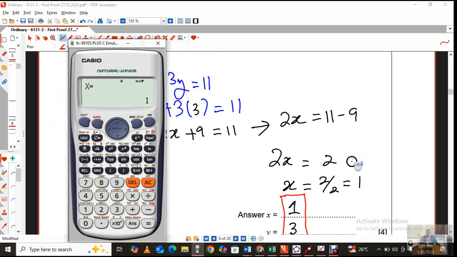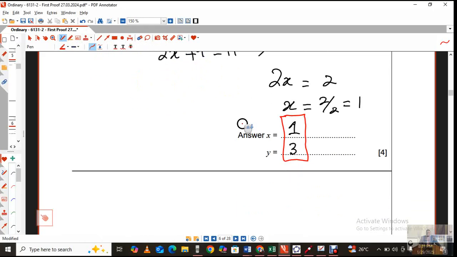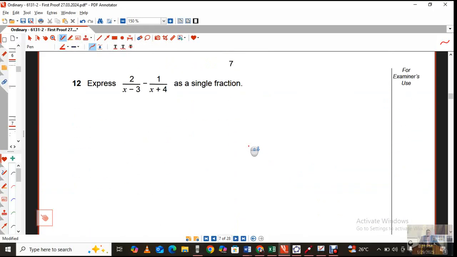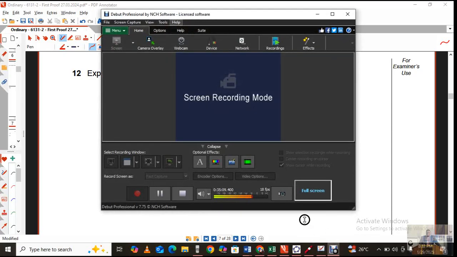Can you see that? We have x is equal to 1. When you press equal to again, y is equal to 3, magic. But this calculator is not allowed, because if you give your answers without showing your method, there is no mark. But I just thought it's interesting. Okay, let's go to the next question. That is question 12. So I'll pause the video a little bit just so that you can at least go through the questions that I have done.